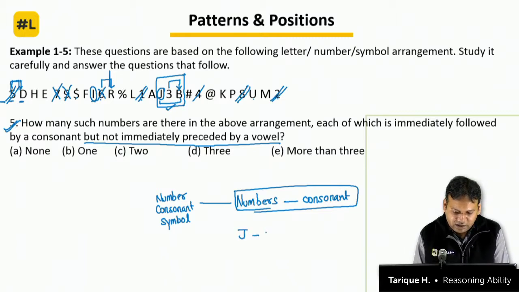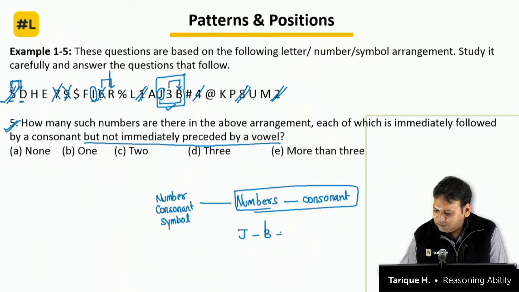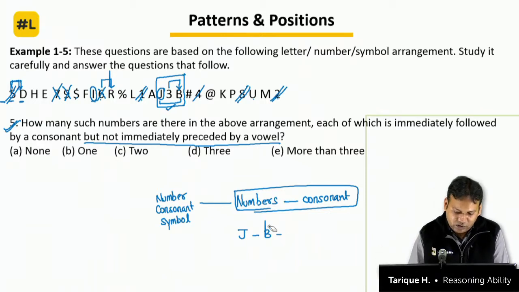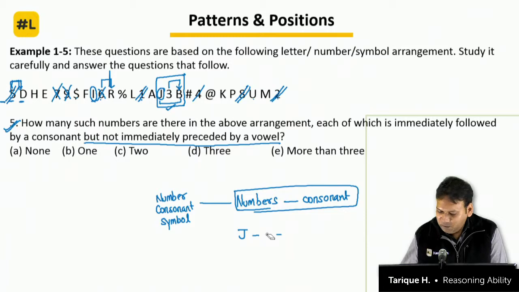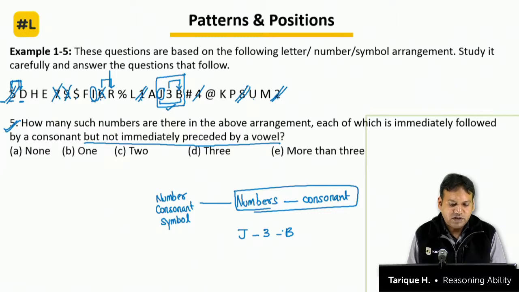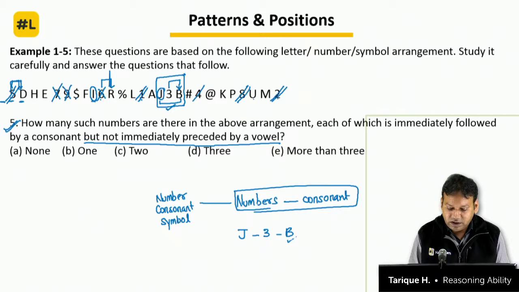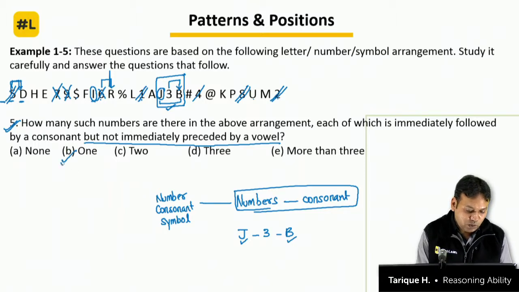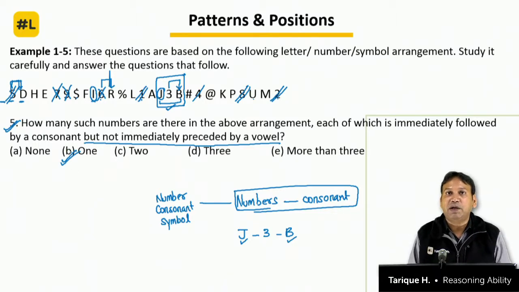is satisfying this condition that the number should be followed by a consonant but it should not be preceded by a vowel. J3B is the only one which is right, where we say that the number is followed by a consonant, B is a consonant, and it is not preceded by a vowel, so J is not a vowel. So the answer is that there is one such arrangement in this particular question which satisfies the criteria that we have mentioned in the question.